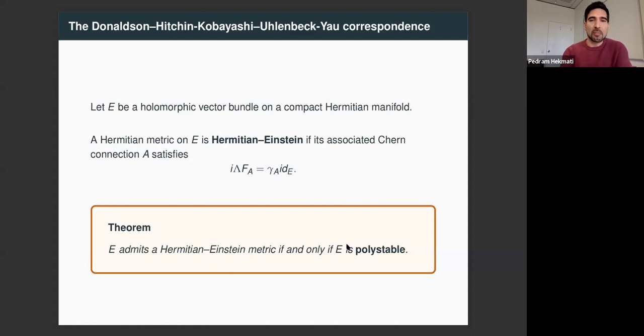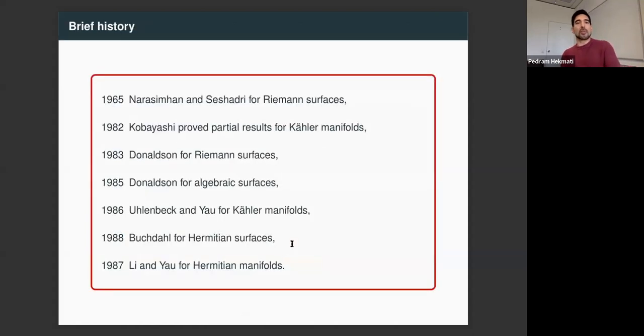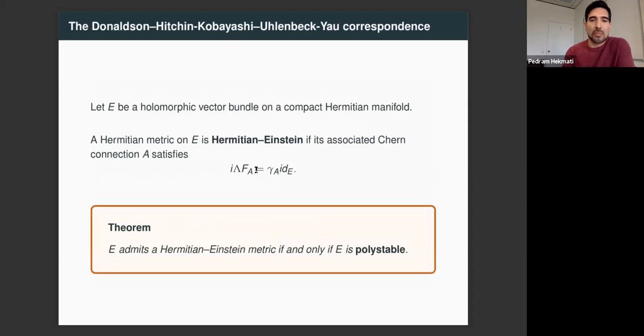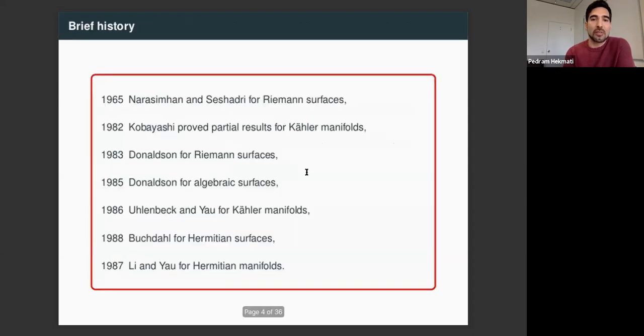This is a part of a very long story. So before giving the motivation from gauge theory, let me just give a quick overview of what the background to this theorem is. The first instance of this was studied in the case of Riemann surfaces, and in that case, the Hermitian-Einstein condition is exactly the condition that the connection is projectively flat. And this is a result by Narasimhan-Seshadri.